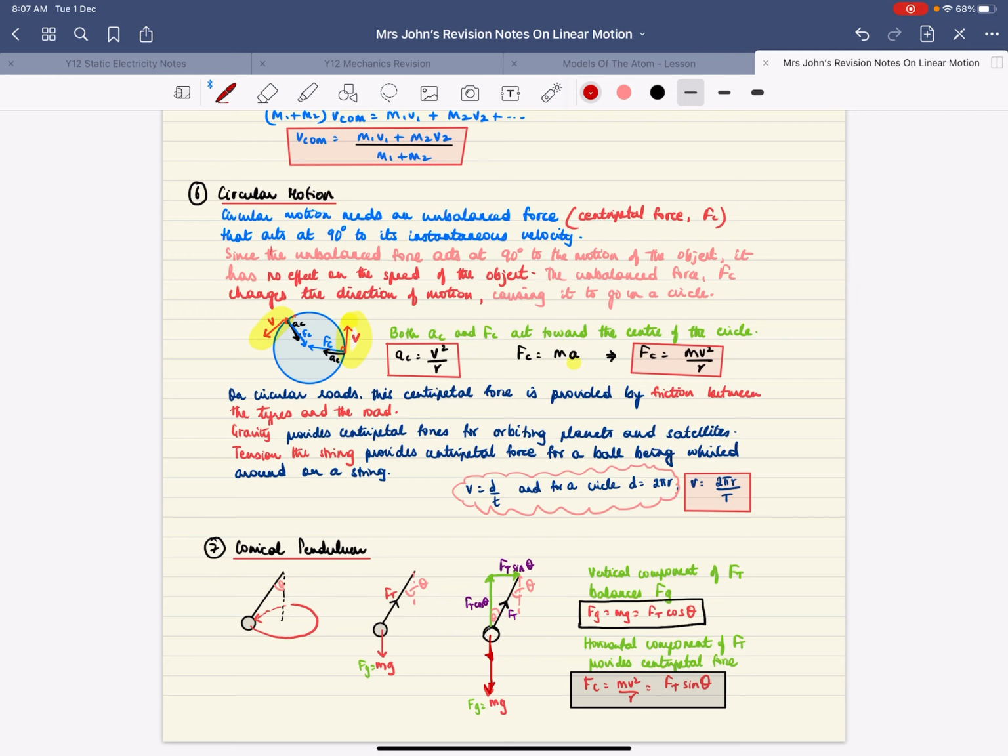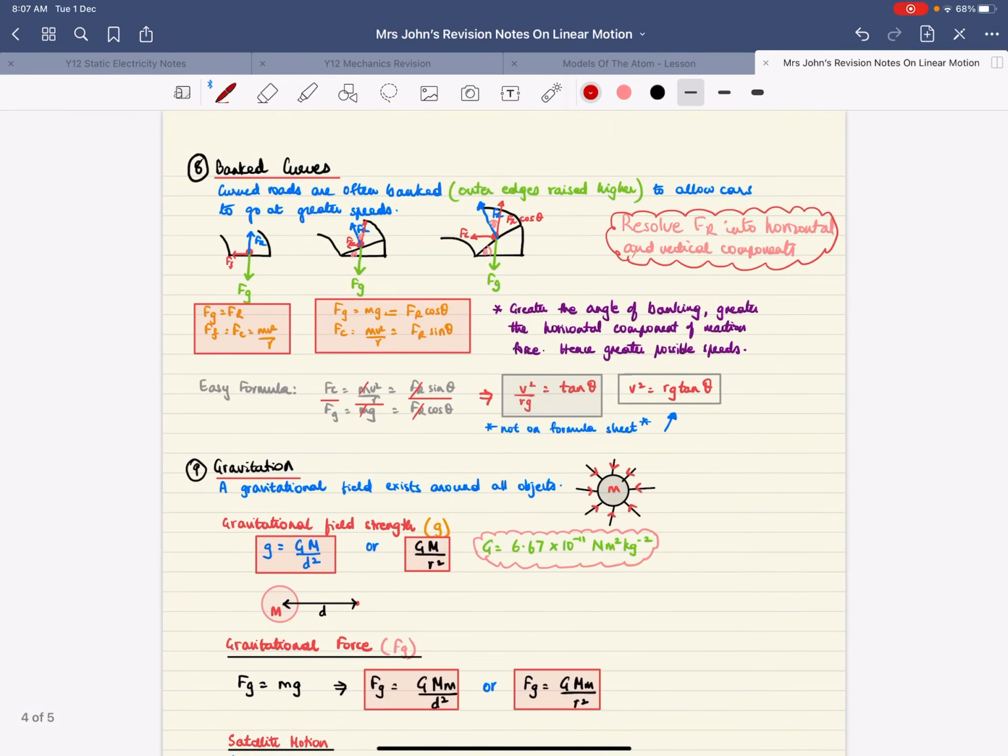So you have the Fc, which is actually mv squared over r, is Ft sine theta. Now, moving on to banked curves, you can adapt the same sort of rule to banked curves. So in order to do greater speeds, the sides of the roads are often raised up at the edges. This is called banking. And the greater the angle of banking, the faster the speeds. So what we're doing here, again, is very similar.